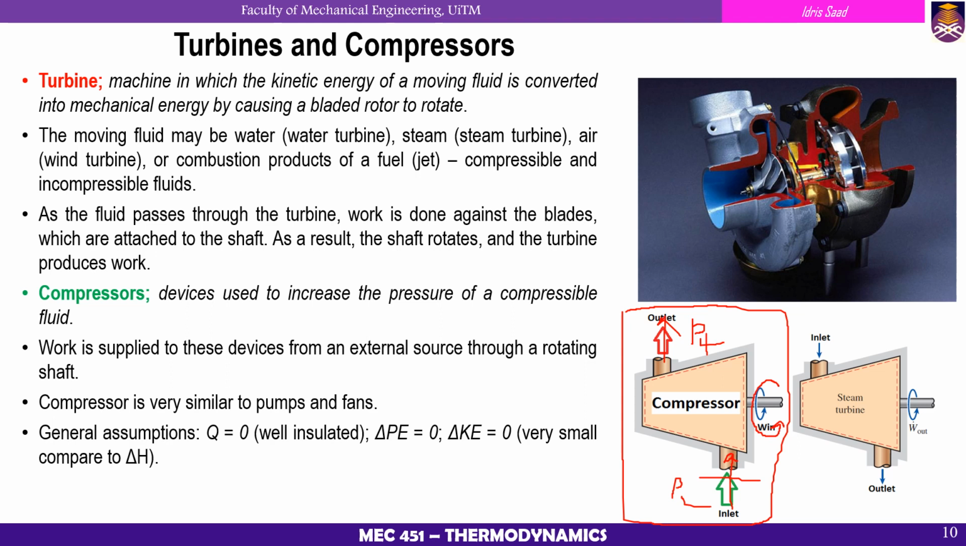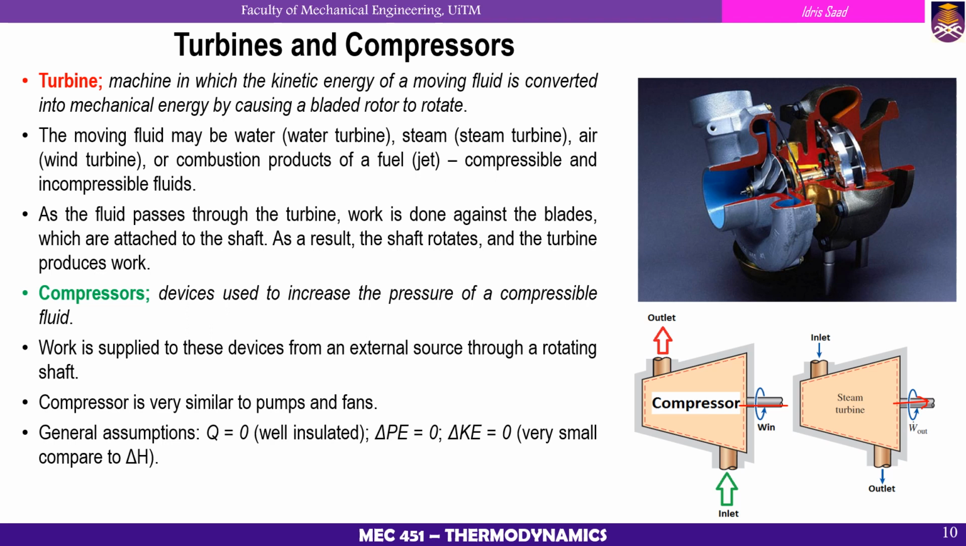Based on the schematic, if you compare the compressor and the turbine, you can see that the most important thing is the work. For the compressor, we require the work input, but for the turbine, we will produce the work output. This is the main distinction between a compressor and a turbine.